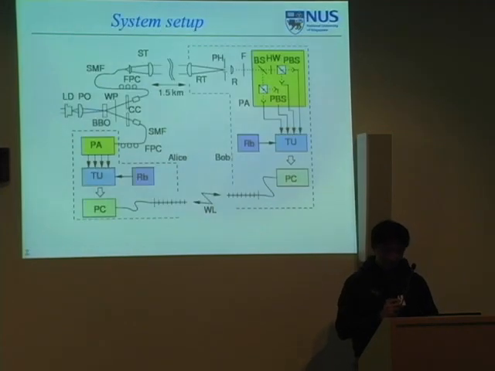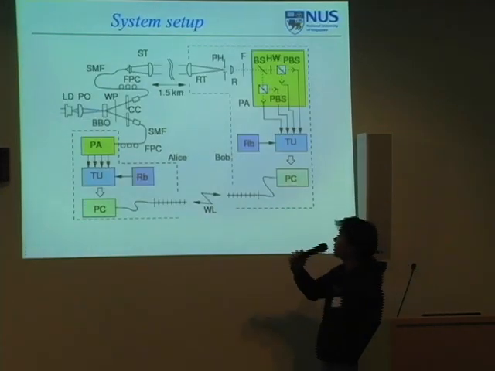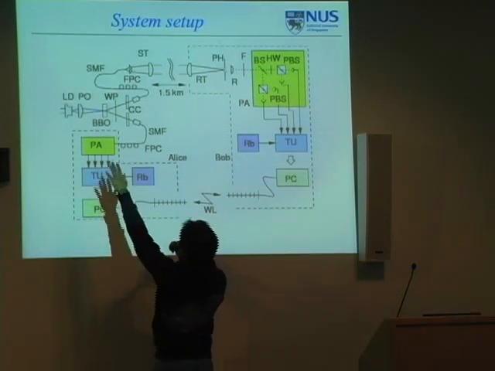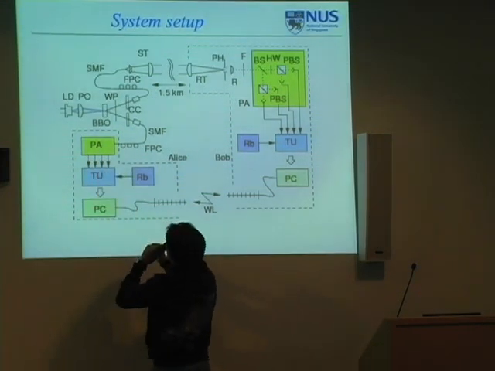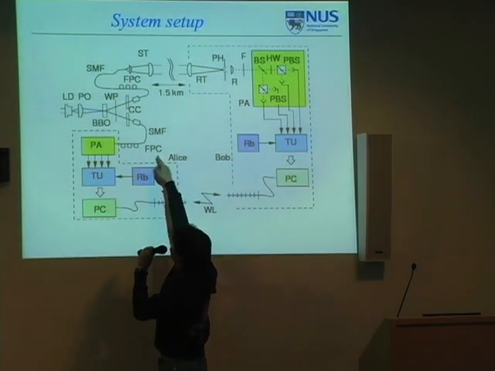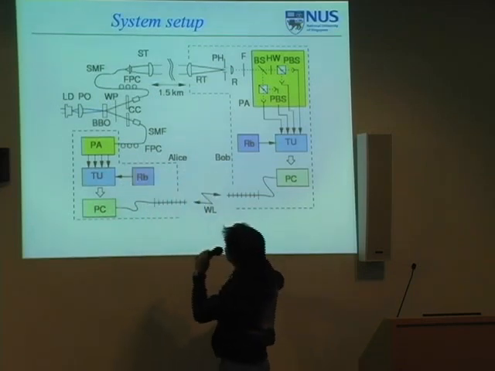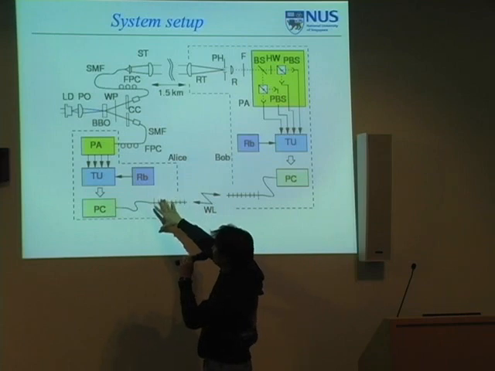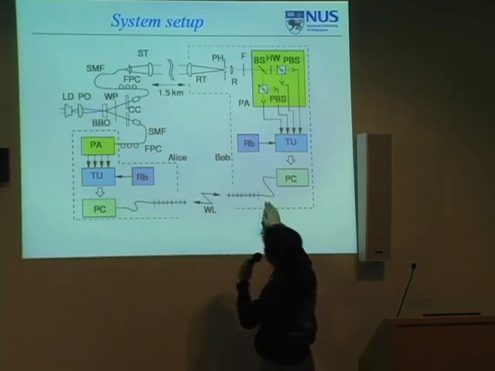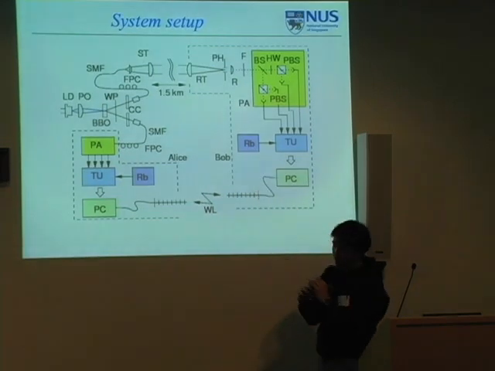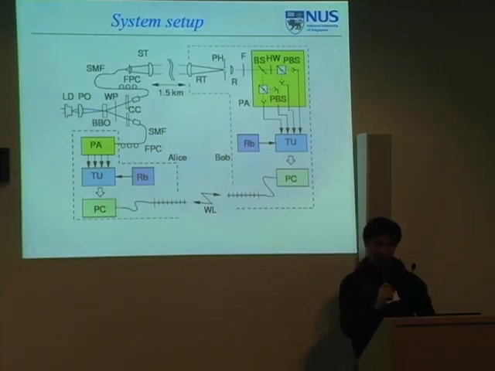So this is just a schematic of our system setup. This was the source of entangled photon pairs that we have. We collect it in single mode fibers. We do measurement outcomes, and this is on Alice's side. She does time stamping, and then she does classical communication with Bob. And there's a classical channel which we have of 1.5 kilometers.